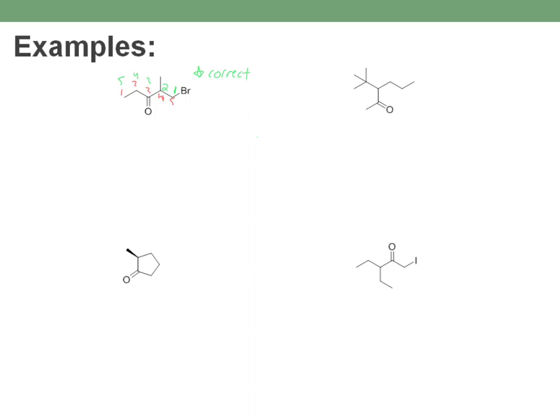So this will actually be a 1-bromo, 2-methyl, 3-pentanone. And again, with the red route, if I started from the left and went to the right for my 1, 2, 3, 4, 5, I still would have gotten a 3-pentanone, but then I would have had a 4-methyl and a 5-bromo. Those are higher numbers than I could have gotten, so I'm going the green route, 1-bromo, 2-methyl.